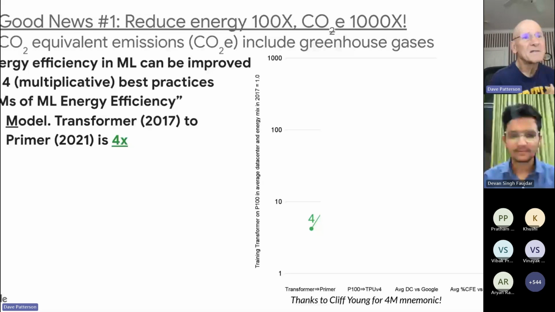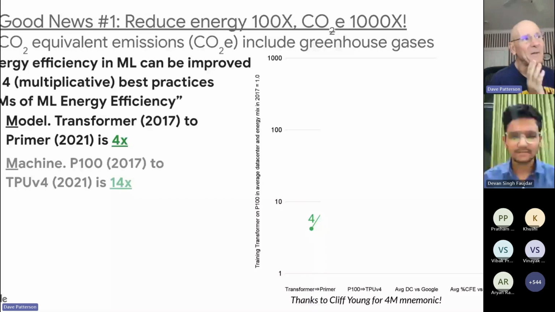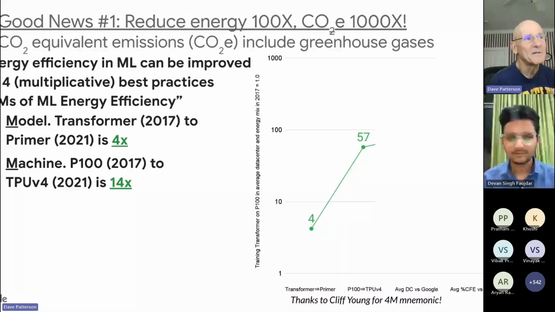The second one is the machine, kind of what I do. If we look back in 2017, if you had used the NVIDIA P100 GPU, and instead, 4 years later, you use the latest TPU, there's another factor of 14. So just those 2 factors together reduce the energy almost by a factor of 60, a better model and better hardware, a better machine.